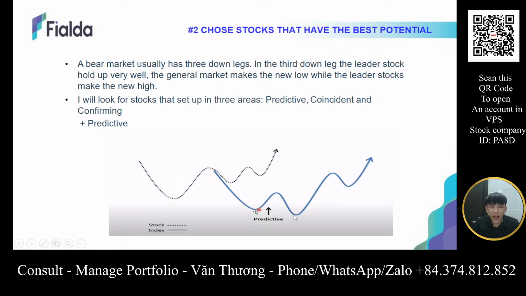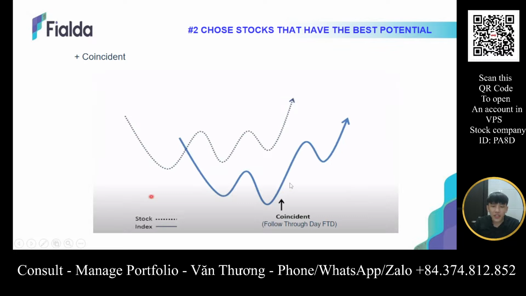I have to keep my losses very small, and I let my profits keep going. When the general market bottoms, it usually has a follow-through day, and I look at this in the area I call coincident, when the general market breaks out coincidentally with the leader stocks. How do you know the general market bottom? I usually use the follow-through day, William O'Neil's follow-through day.